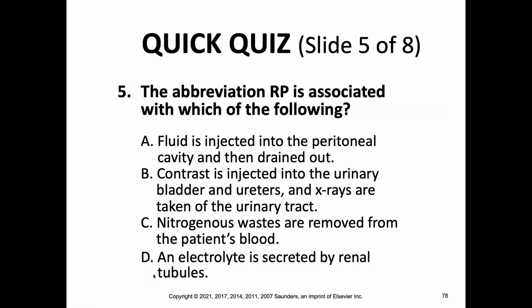The abbreviation RP is associated with which of the following? That might be a tough one. I will tell you that RP stands for retrograde pyelogram, and this is on the top of page 221. So that might help you work this one out.